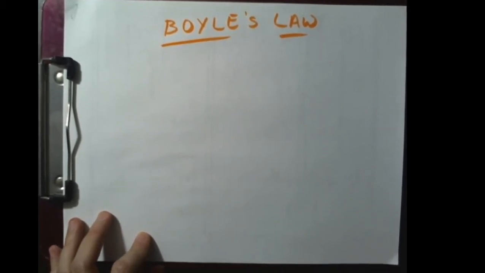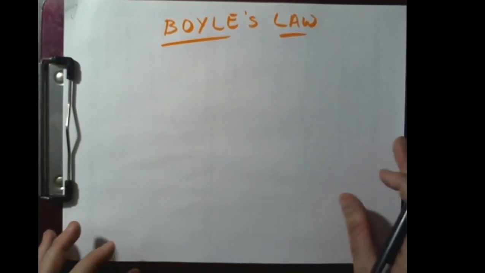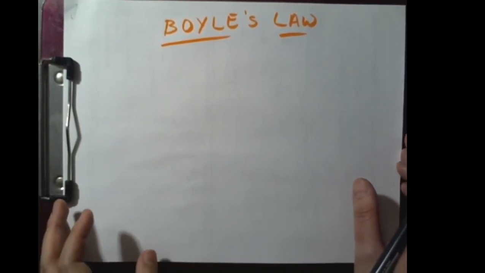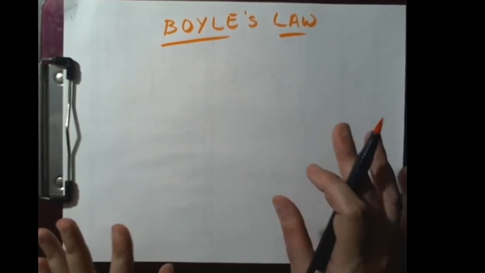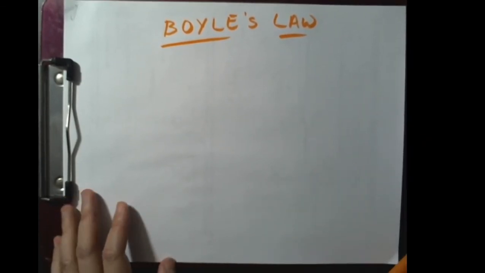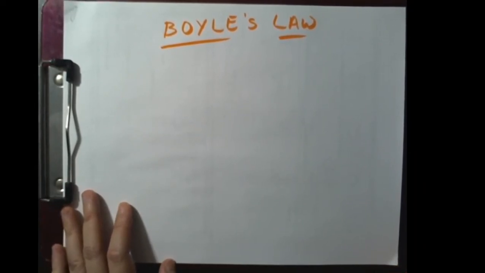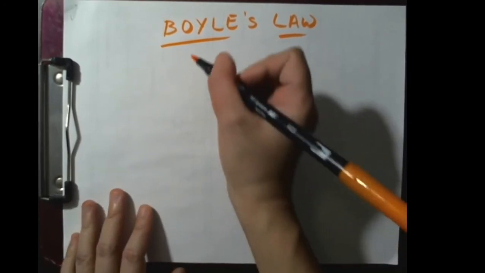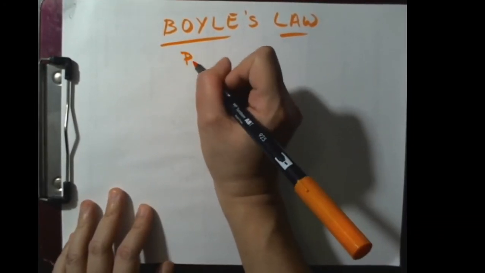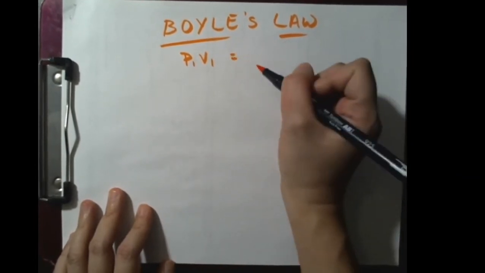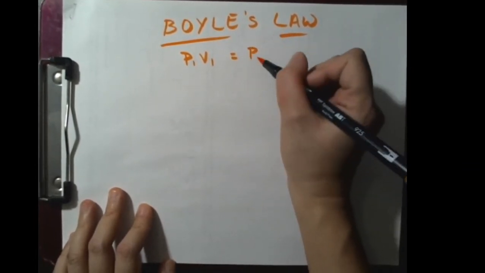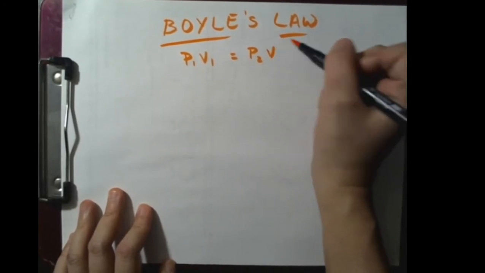Basically what Boyle's law is, it's just one of the ideal gas laws. Basically what it's saying is that for a fixed amount of an ideal gas kept at a fixed temperature, pressure and volume are inversely proportional. Basically it's a formula. So we have our first pressure and our initial volume, and then we have our final pressure and our final volume.